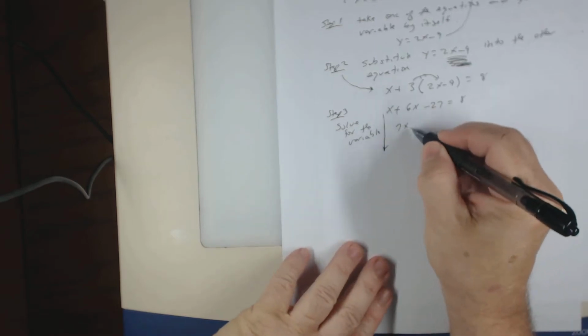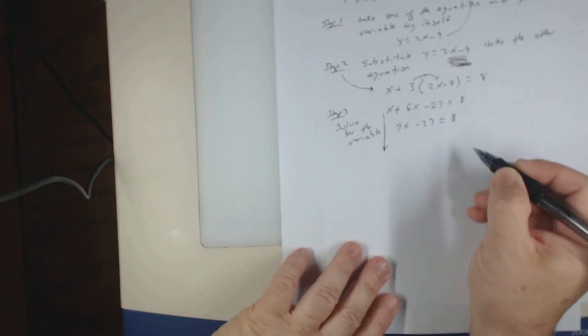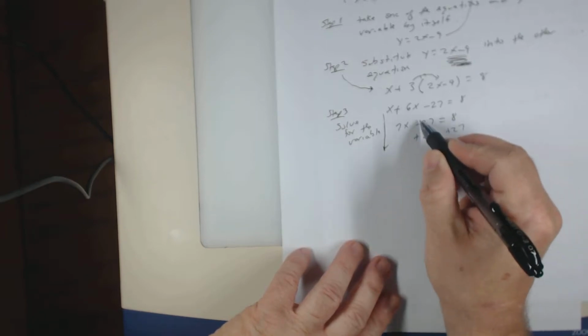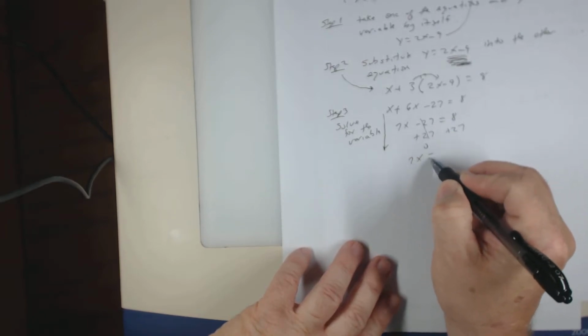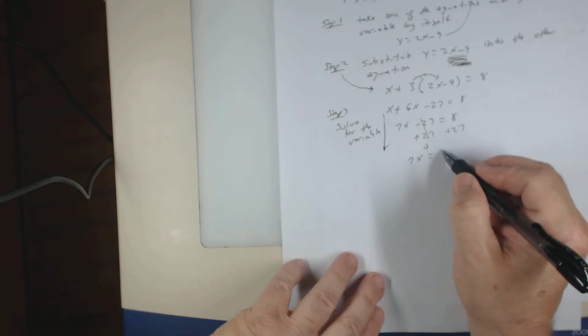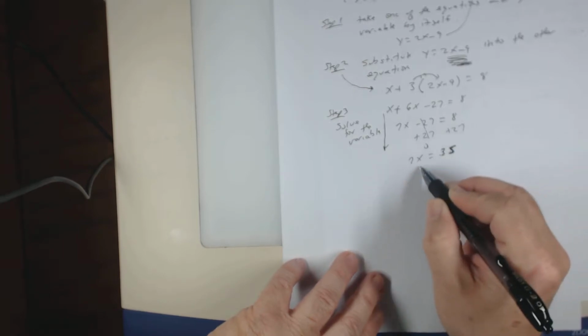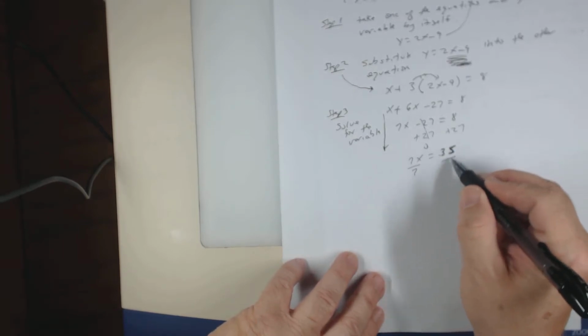Okay, what's the next step? So I get 7x minus 27 equals 8. What's the next step? Add 27 to both sides. Combine like terms. I get 7x is equal to 35. Okay. All right. Divide both sides by 7.